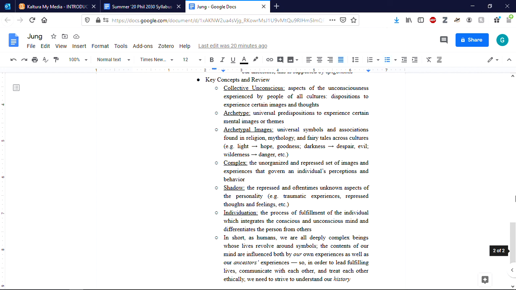The set of all of our complexes and repressed and oftentimes unknown aspects of our own personality is what Jung calls the shadow. And these are made up of, like I said before, traumatic experiences, repressed thoughts and feelings, and things like that. What Jung thinks that we're basically trying to do on Earth as humans is we're trying to lead a life of personal fulfillment. That is, we are trying to individuate ourselves from others by leading our own lives and accomplishing our own goals and meeting our own desires.